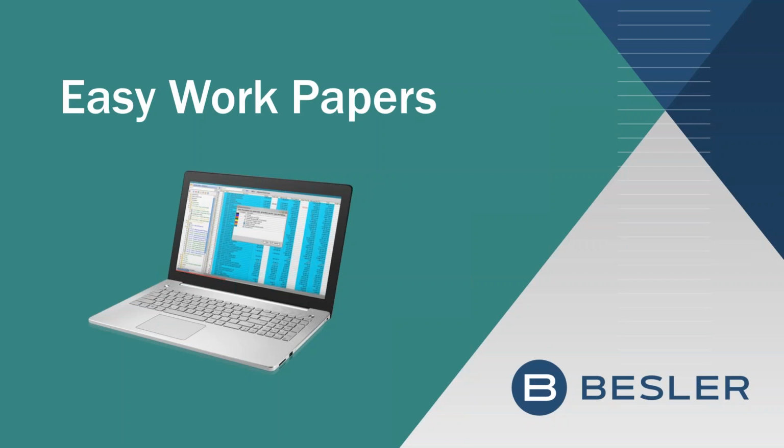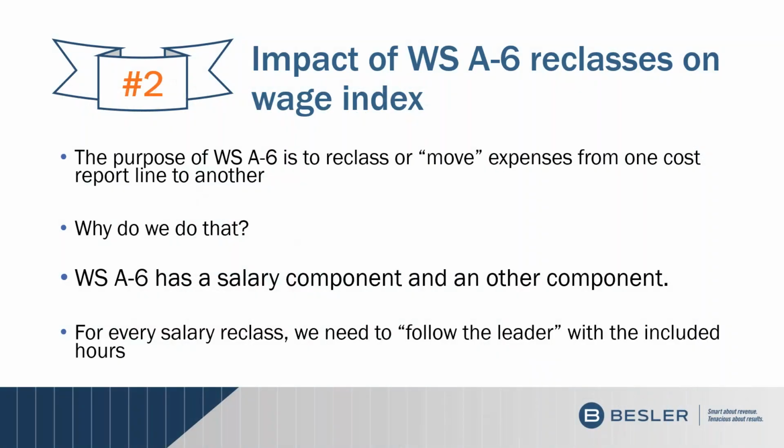All right, so our next issue is we're going to talk about A6s and how A6s impact your wage index. One of the most important things that we do with the cost report is we are adjusting the cost report from our financial accounting to Medicare. And why do we do that? Medicare has certain rules and regulations about how they're going to pay for things or how they want to see certain expenses. Depreciation is an example.